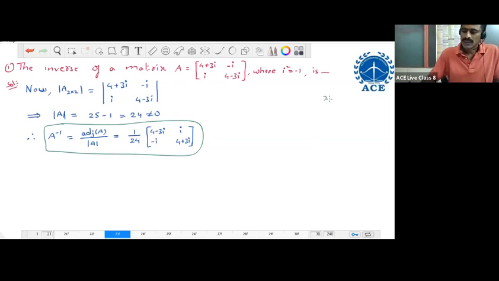It is a 2 marks GATE question only. From the inverse of a matrix, we have problems on the inverse of 2 by 2 and 3 by 3 matrices only. This is a 2 marks GATE question.